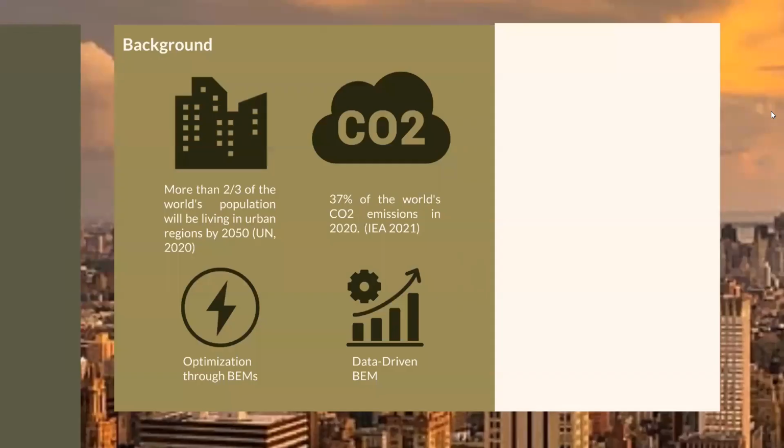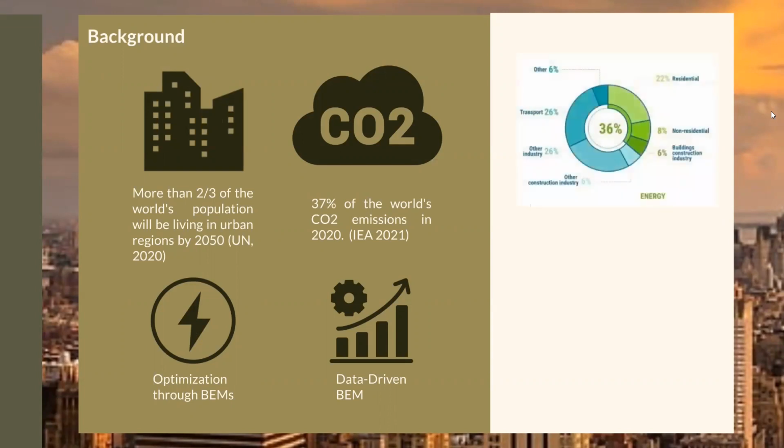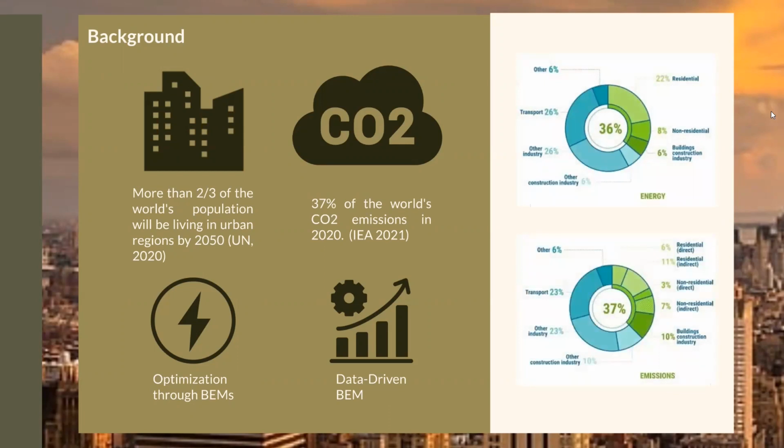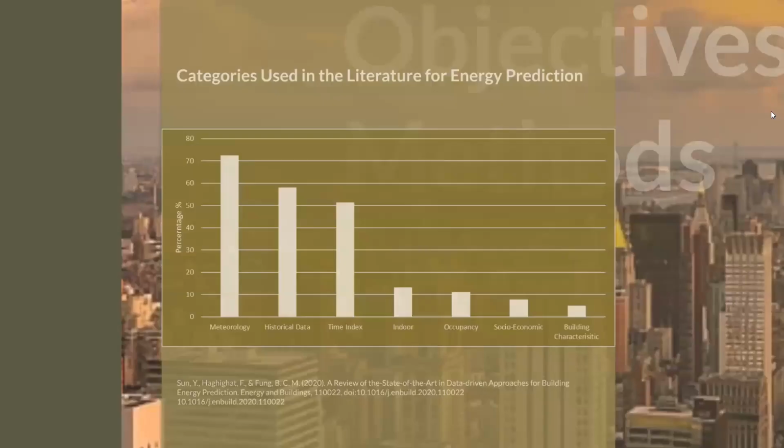The motivation to tackle this problem was inspired by the fact that more than two-thirds of the world's population will be living in urban regions by 2050, according to the UN. Also, the building industry contributed to 37% of the world's CO2 emissions and 36% of the world's energy usage in 2020. Building energy models can be used to optimize and assess several design options to enhance building energy efficiency. With the widespread of sensing technologies and IoT, along with the increased accessibility to building operational data, the use of data-driven building energy models is now possible. And those are the main categories used in the literature for energy prediction.